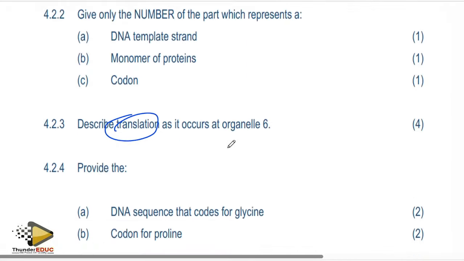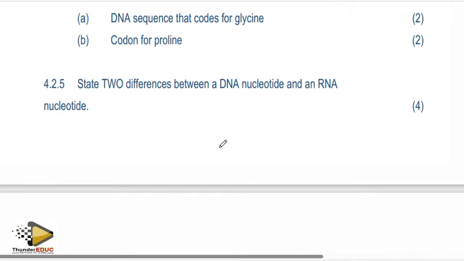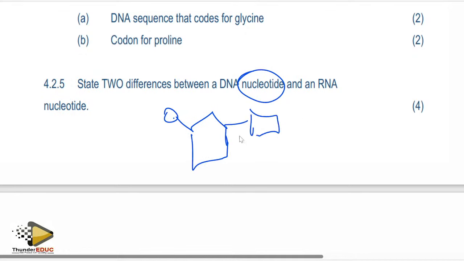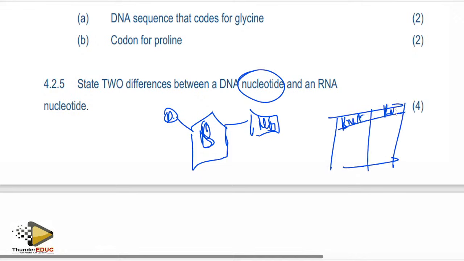And then, state 2 differences between a DNA nucleotide and an RNA nucleotide. There are only 2 differences. A nucleotide has phosphate, a nitrogen-containing sugar, and a nitrogenous base. They didn't say tabulate, they're just saying differences. DNA has deoxyribose sugar, while RNA has ribose sugar. DNA has thymine, while RNA has uracil. Simple. That's it. There's nothing magic or unique about this.